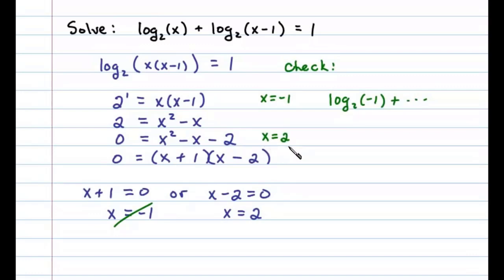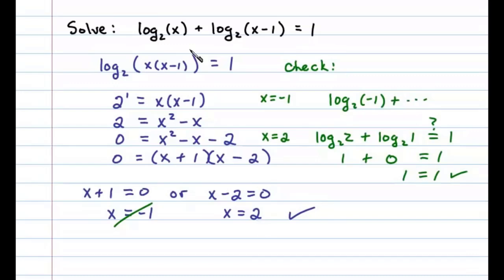Next, let's check x equals 2 and substitute that into the original equation. Doing so, we have log base 2 of 2 plus log base 2 of 2 minus 1, which is 1, and we need to see if that equals 1. Well, log base 2 of 2 is 1, plus log base 2 of 1 is 0, and certainly that does equal 1. That tells me that x equals 2 is the only solution to this original logarithmic equation.